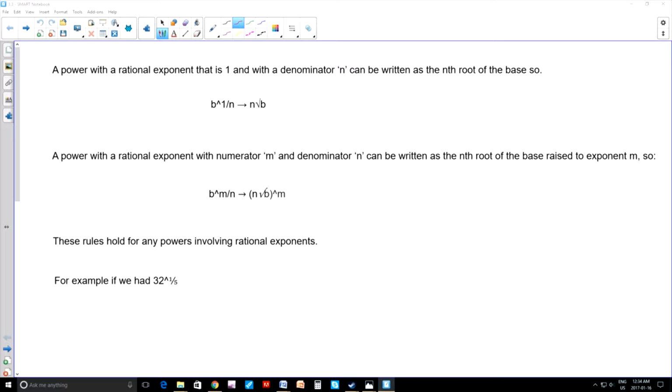So, 3.3 rational exponents. To begin, a power with a rational exponent that is 1 over n, with a denominator n, can be written as the nth root of the base. So b to the power of 1 over n can be written as the nth root of b. A power with a rational exponent with numerator m and denominator n can be written as the nth root of the base raised to exponent m.